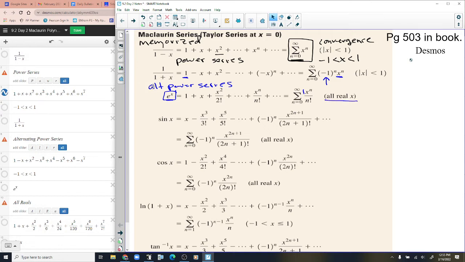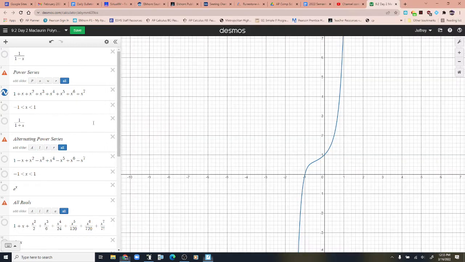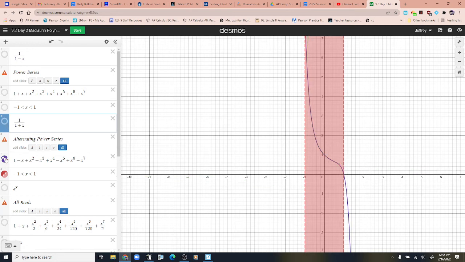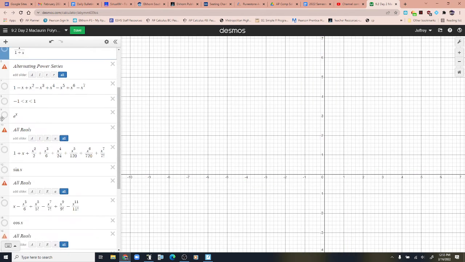So that's just a comparison. Let's see what this looks like very quickly. What does it mean to converge for all reals? Well, first of all, this one only converges within that shaded region, the alternating power series. Here's e to the x, and here's that exponential shape that we're used to seeing.